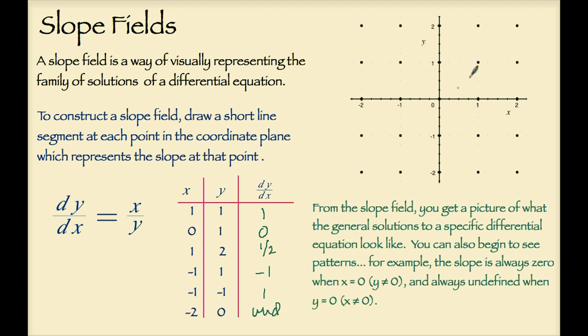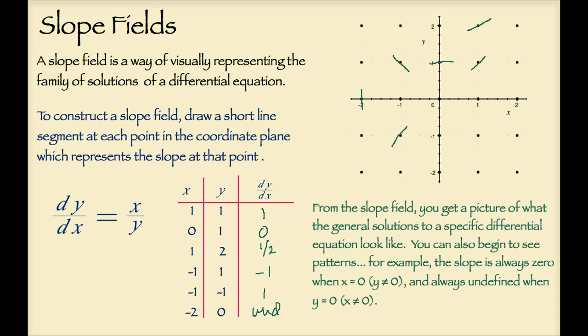Now at each of the ordered pairs, I'll draw a short line segment representing the slope. So at (1, 1), I'll draw a short line segment with a slope of 1. At (0, 1), I'll draw a short line segment with a slope of 0. At (1, 2), a slope of 1/2. At (-1, 1), a slope of -1. At (-1, -1), a slope of 1. And at (-2, 0), an undefined slope, which is a vertical line.